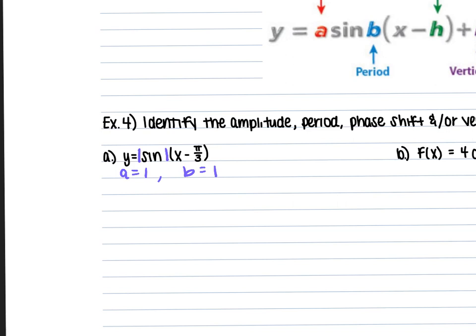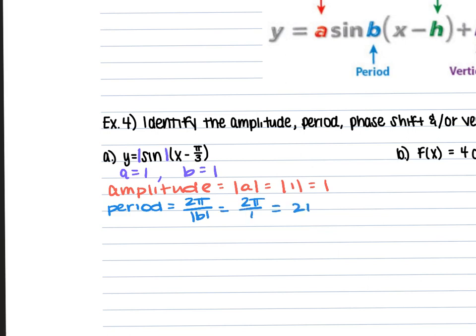We don't have a coefficient of x here, so it's automatically a 1. So for our amplitude, we will have the absolute value of A, which is the absolute value of 1, which is just 1. For our period, we have 2 pi over the absolute value of B, which is just 2 pi over 1, which is 2 pi.